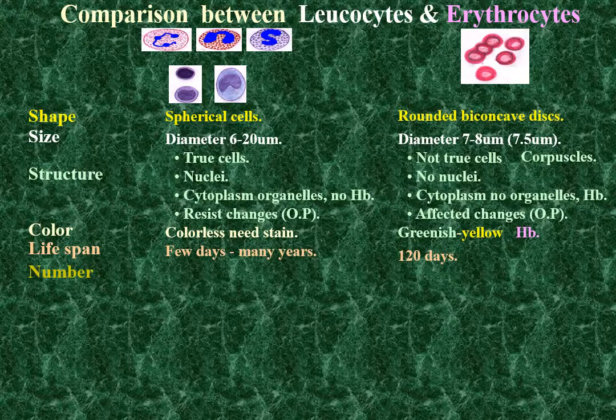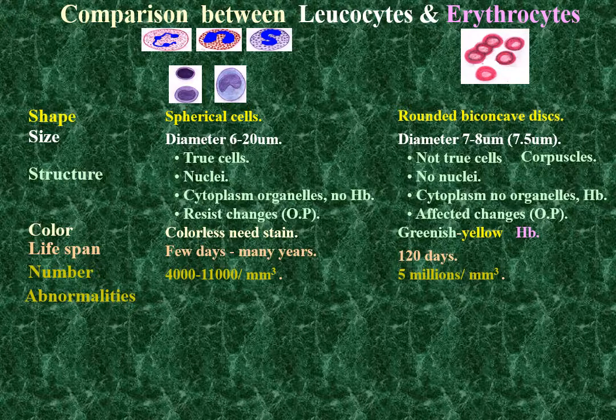Number: the total leukocytic number varies between 4,000 to 11,000 per cubic millimeter. On the other hand, the average number of erythrocytes is about 5 millions per cubic millimeter. It is greater in males than in females.